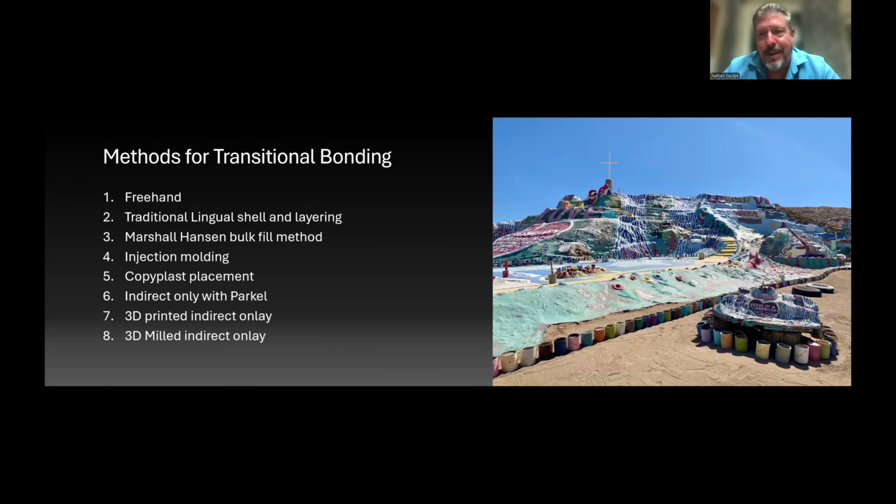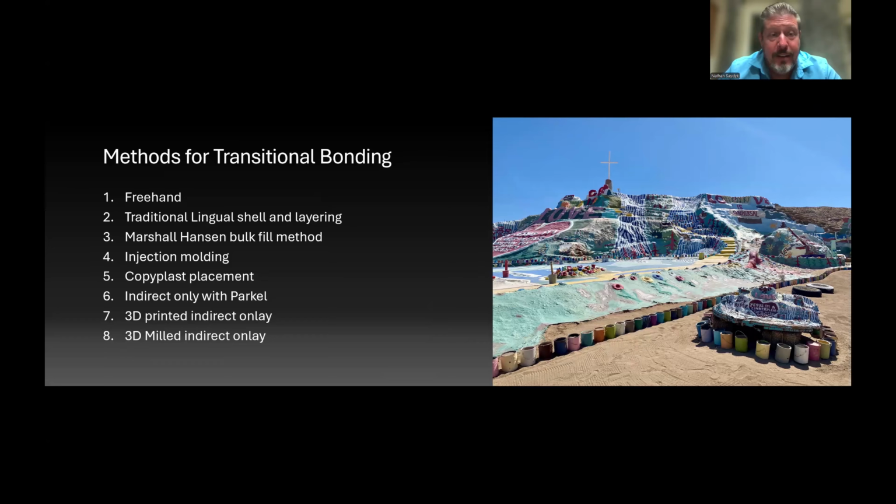All right, now we're going to get into the methods of transitional bonding. This is a place in California by the Salton Sea. It's real. It's in Grand Theft Auto 5, and we made a trip around the Salton Sea just to take photos of all the places in Grand Theft Auto 5, including the prison. It was pretty cool.